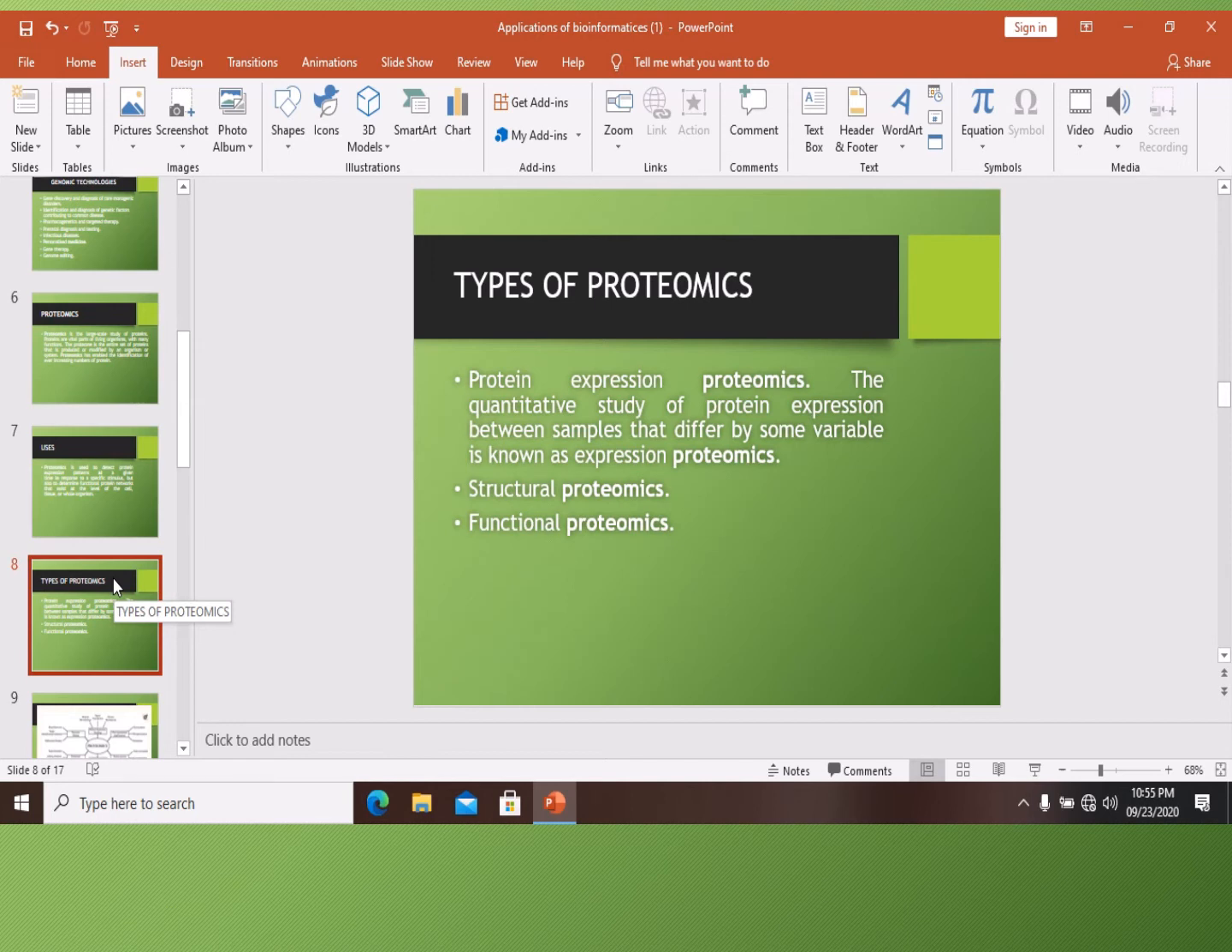So these are the types of proteomics: protein expression, structural and functional. Expression proteomics is a quantitative study of protein expression between samples that differ by some variable. Structural proteomics is the study whose goal is to map out the structure of protein complexes or the proteins present in a specific cellular organelle, known as cell map proteomics. And functional proteomics is a broad term for many specific directed proteomics approaches.